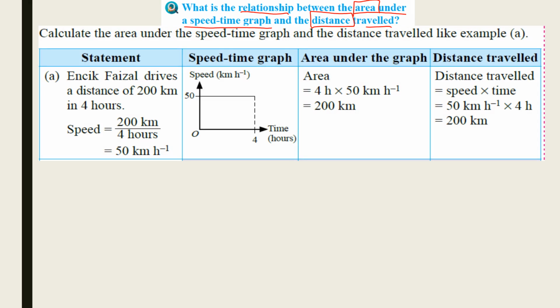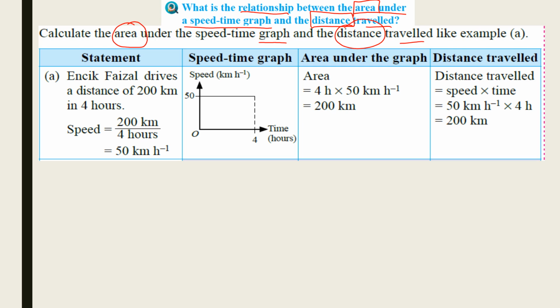Okay, class. Now we want to learn, what is the relationship between the area under a speed time graph and the distance travelled? We want to see this relationship. Okay, we look at an example. First, you are asked to calculate the area under the speed time graph and the distance travelled. Okay, how do we do it?